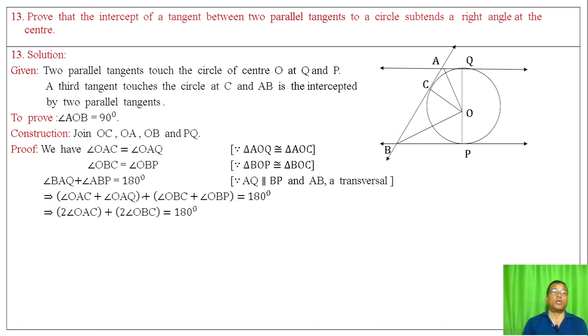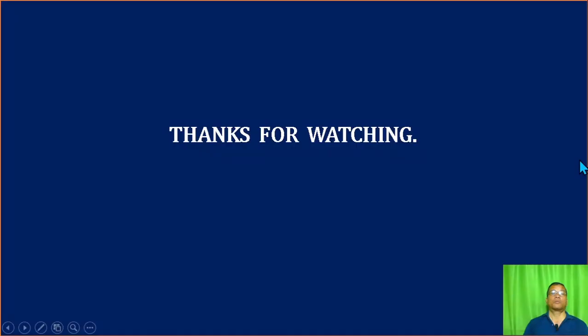OAQ is OAC, so this is twice OAC. OBP is OBC, so twice OBC. Dividing by two, the sum of these two angles is 90 degrees. The sum of these two angles, OAC and OBC, is 90 degrees.